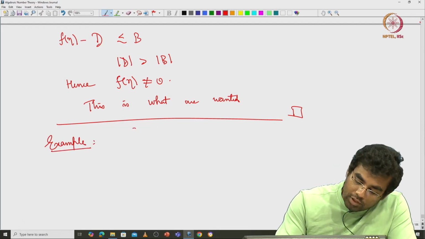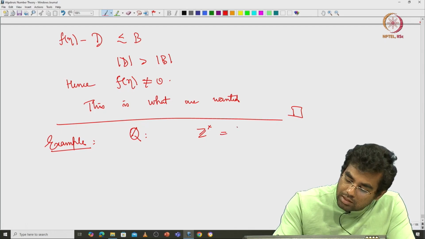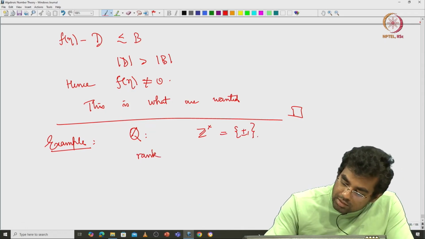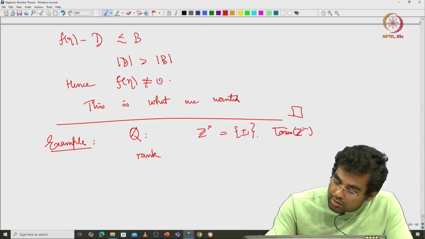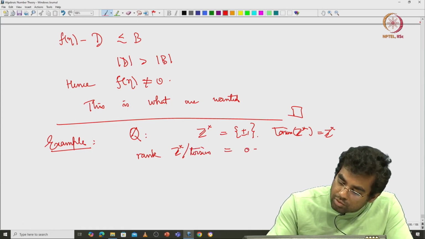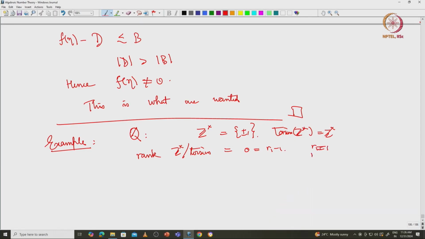Okay, so first of all, what does it say about Q? We know this, right. We know that Z cross is plus or minus 1, and so Z cross is equal to its torsion itself, of course. So the rank of Z cross modulo its torsion is 0, which is r1 minus 1, right. r1 is 1 in this case and r2 is 0. Okay. So that is just a sanity check that Dirichlet's unit theorem is what you should get for Z.